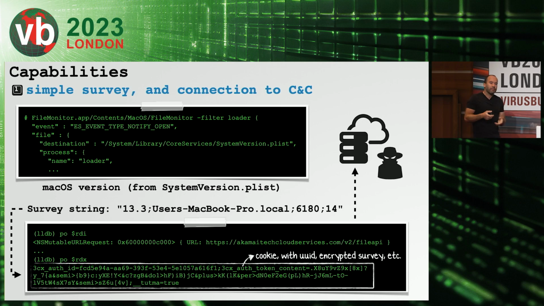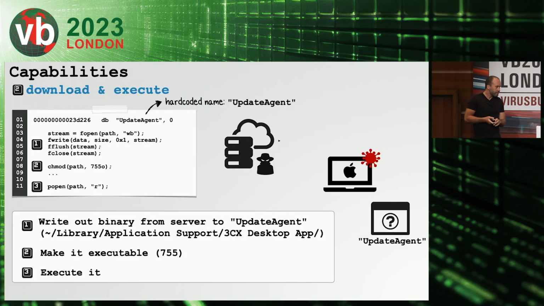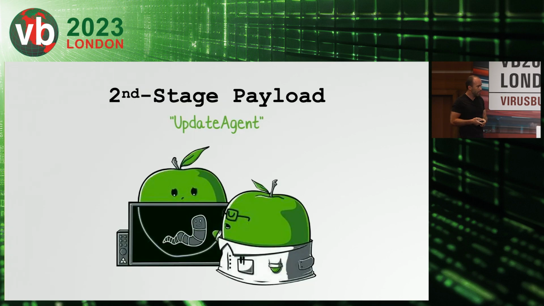So it performs a basic survey, gets information about the host, encrypts that, and submits that to the command and control server. The next thing it does is every time it's run, it will then download and execute a second stage binary that is called update agent. So here's code from the dynamic library, the disassembly. We can see very easily it just writes it out to a file within the 3CX desktop applications directory. It's always going to be called update agent. That's hard-coded. And once it's downloaded, it sets it to be executable and then kicks it off. So a very basic download and execute capability.